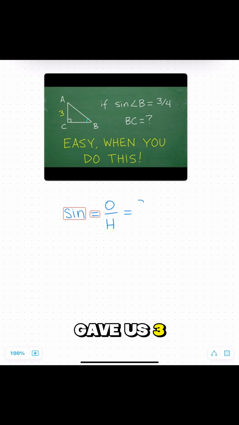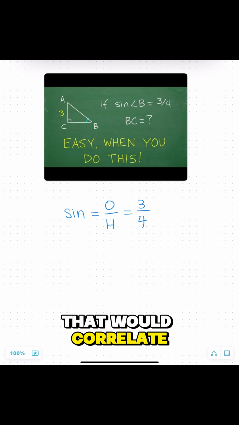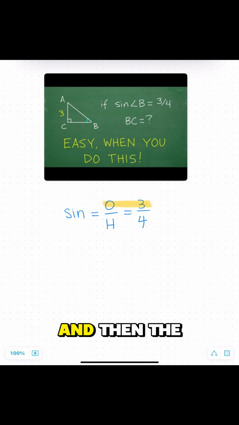So since they gave us 3/4, that would correlate to the opposite side being 3 and then the hypotenuse being 4. So I can go ahead and label the hypotenuse now as measuring 4. And that correlates to the picture as well. So as you see, the opposite side of angle B is already labeled with a 3. So from here, we're now looking for this missing side, BC. So we're going to call that X for now.